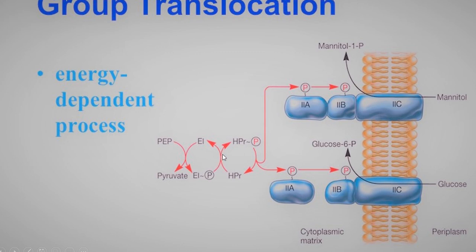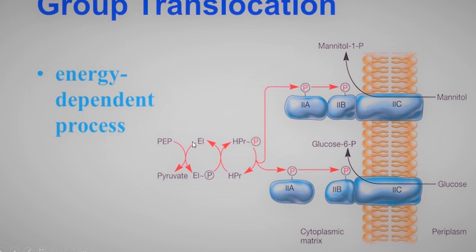In group translocation, a high energy phosphate molecule is transferred from PEP. What is this PEP? Phosphoenol pyruvate is going to release the phosphate molecule to enzyme 1. So here the phosphoenol pyruvate is being converted into pyruvate, and the phosphate group present in the phosphoenol pyruvate is transferred to enzyme 1.